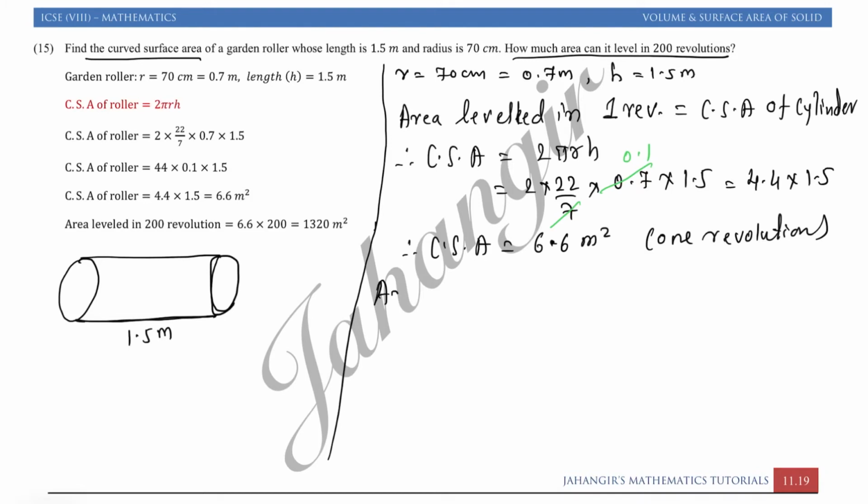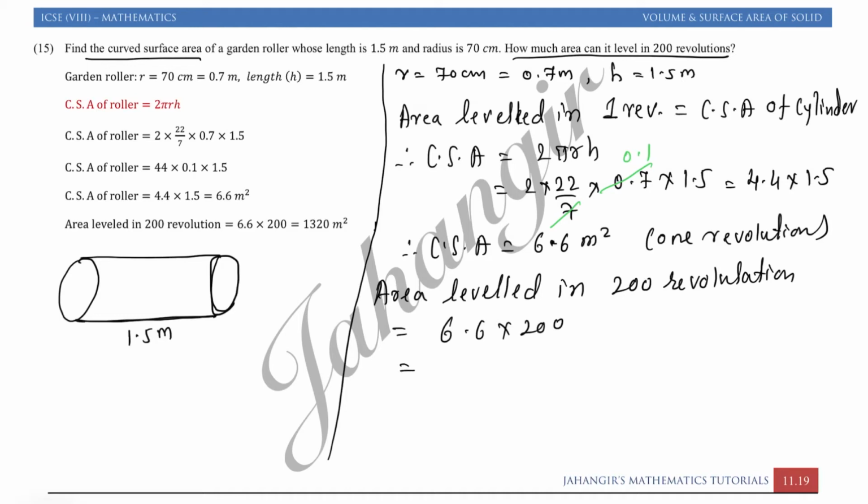Now area leveled in 200 revolution. So we will just multiply it by 200. That is equal to 6.6 into 200. 66 into 2, 132, 1320 meter square. This is the area leveled in 200 revolution.